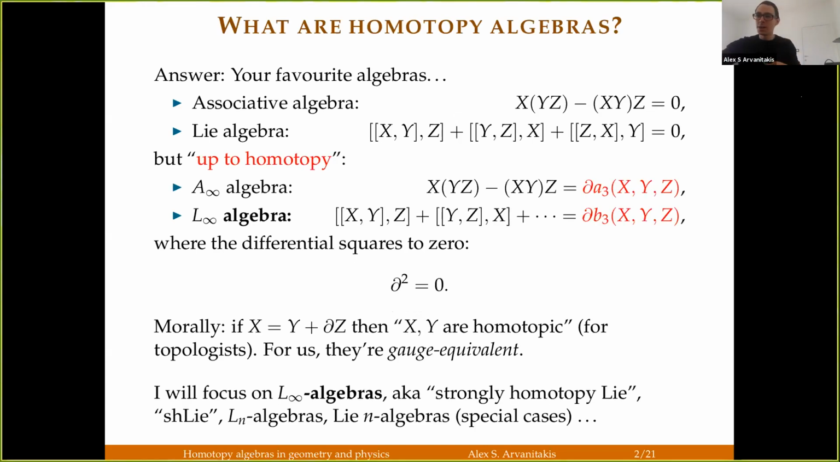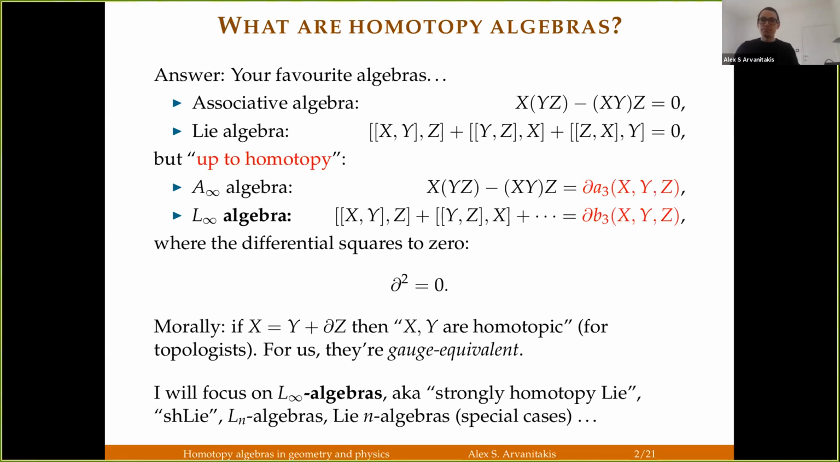So what are homotopy algebras? Well, the answer is they are algebras you're familiar with, but generalized. For example, we know of exactly two kinds of algebras in physics, right? We know associative algebras, which are algebras of matrices, and the operation is matrix multiplication, which is associative. And we also know of Lie algebras, which obey the Jacobi identity. And I think these are the only two kinds that every physicist knows.